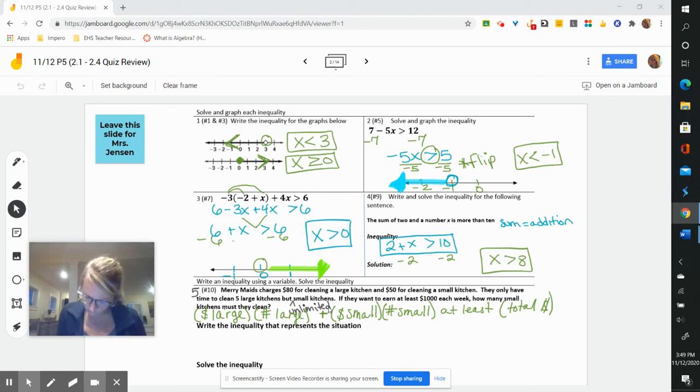Okay, so we know the price of a large kitchen. We know what they charge for a small kitchen. We know they can clean 5 large kitchens, and we know their total goal. The piece of the puzzle that we don't know is the number of small kitchens. So that's what x is going to represent.